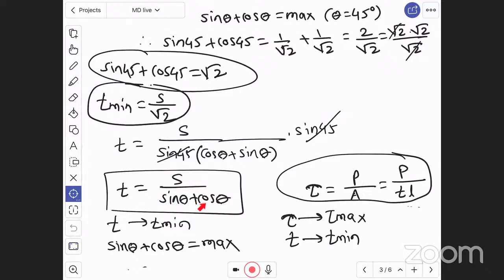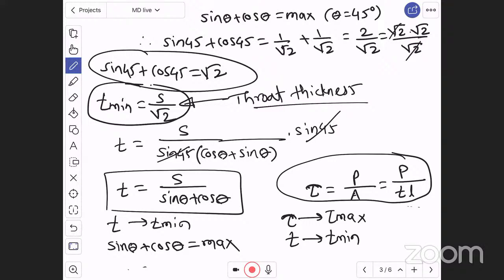The minimum thickness you can put in this formula: thickness is equal to S divided by sin theta plus cos theta. Right. You will find S divided by root 2, which is called throat thickness. This thickness is called throat thickness. And in many competitive exams, questions are asked on throat thickness. What is the throat thickness? Many competitive exams ask questions on finding the throat thickness also. Right. Here I have calculated the throat thickness, which is nothing but S divided by root 2. Now let us go for the solution.